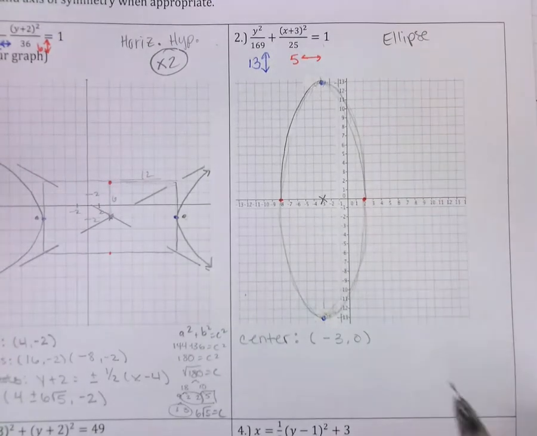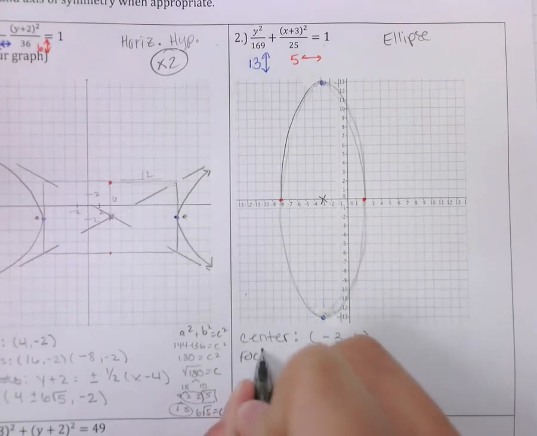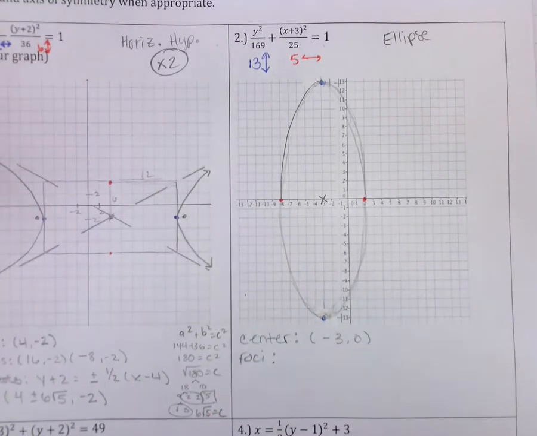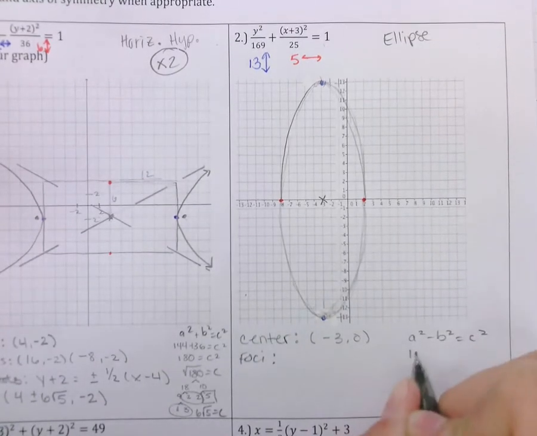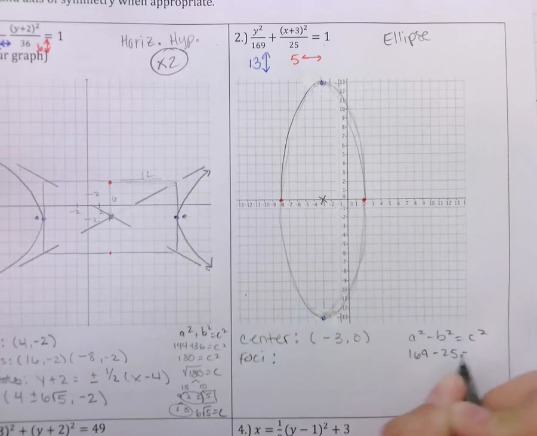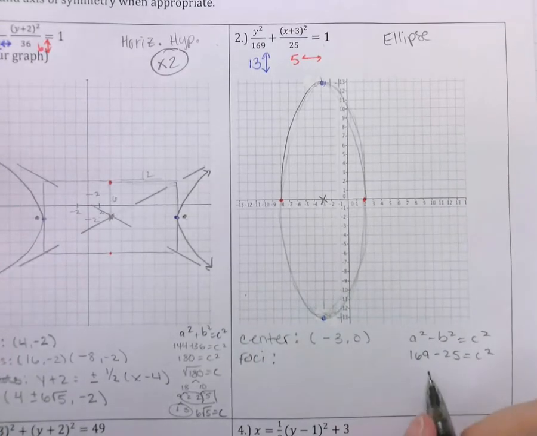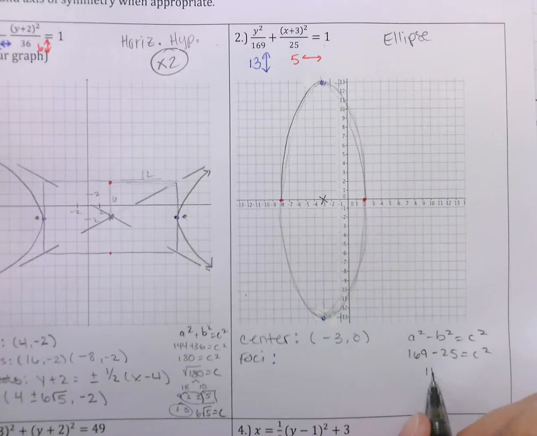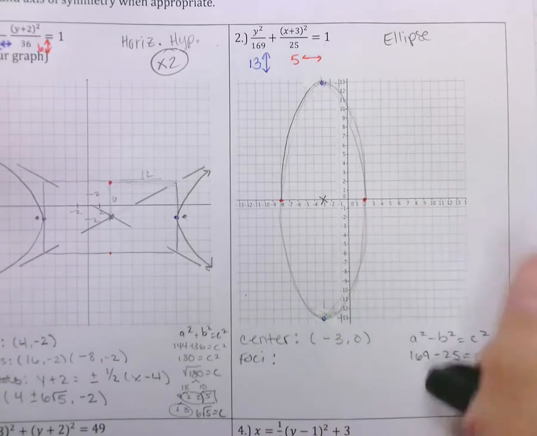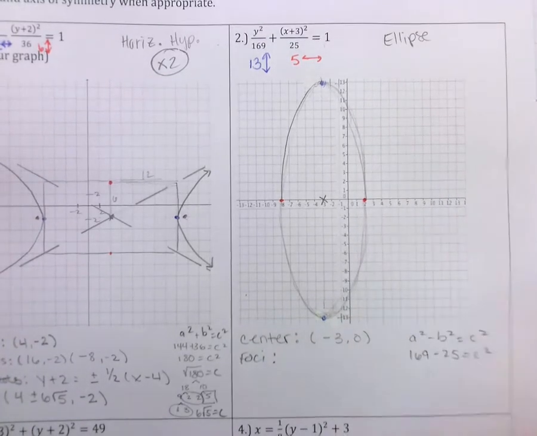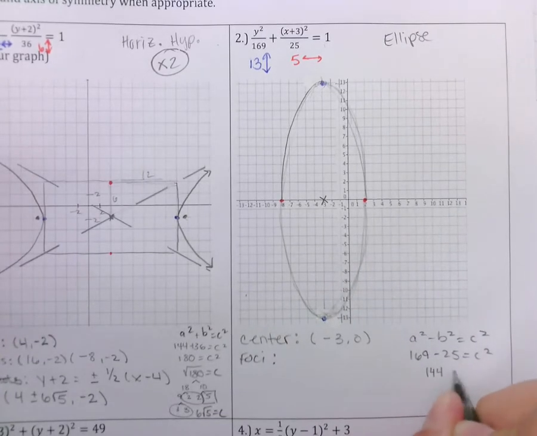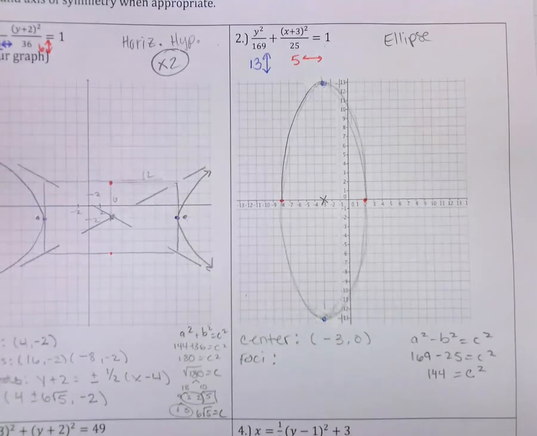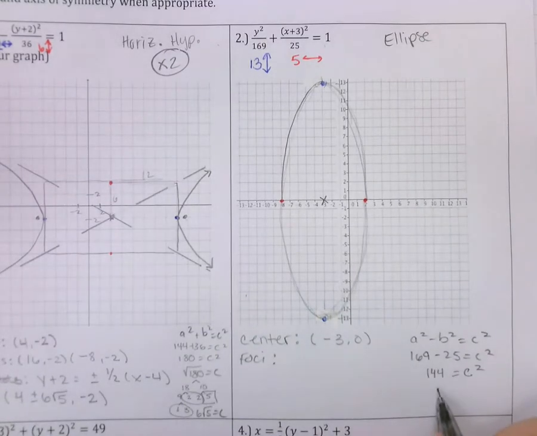Let me see, what else do we need for an ellipse? Foci. How do we find foci? I don't remember. Oh, a squared minus b squared equals c squared. Good. It's always subtraction with the ellipse, right? It's like the opposite. Basically, yes. Oh, I know that one's 12.